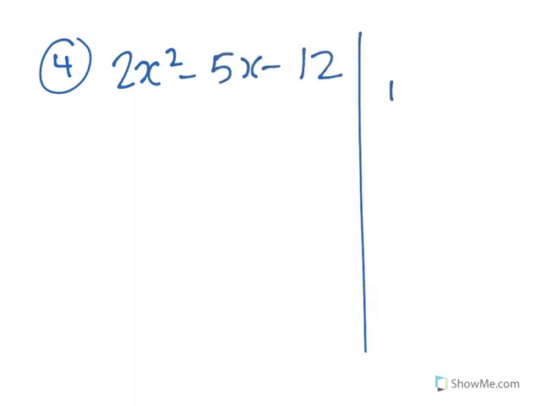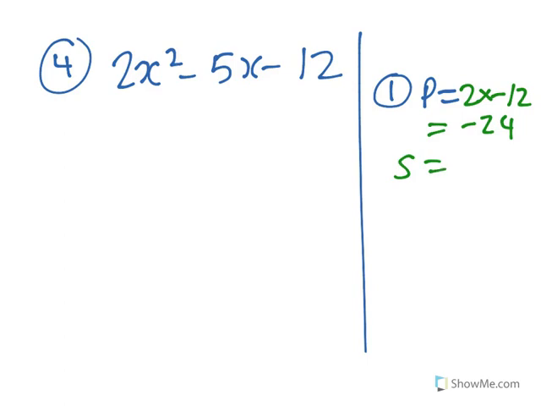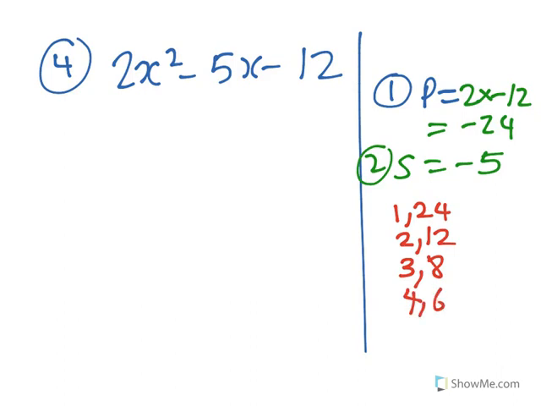So this is 4. I think I'm up to 4. That's 3, yeah. So number 4. Okay, so we'll go 2x squared minus 5x minus 12. First step, the product. The product is 2 times minus 12, which is minus 24. The sum is minus 5, because that's the middle term. Two things that multiply to give minus 24, but add to give minus 5. So you start off 1 and 24, 2 and 12, 3 and 8, 4 and 6.